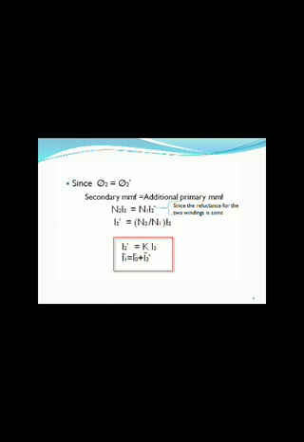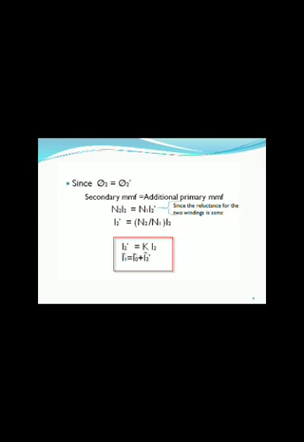Since the reluctance for the two windings is the same, I2 dash equals N2 by N1 times I2. So I2 dash is equal to K times I2.